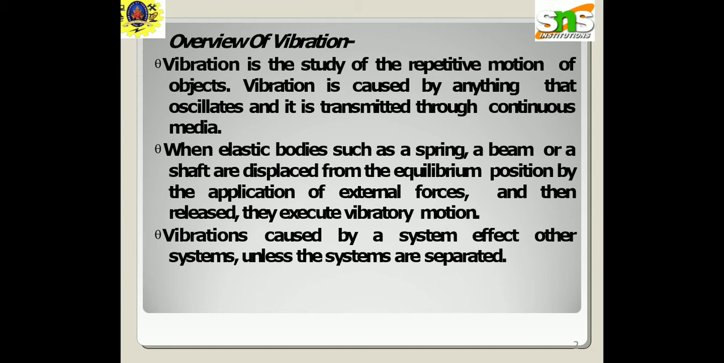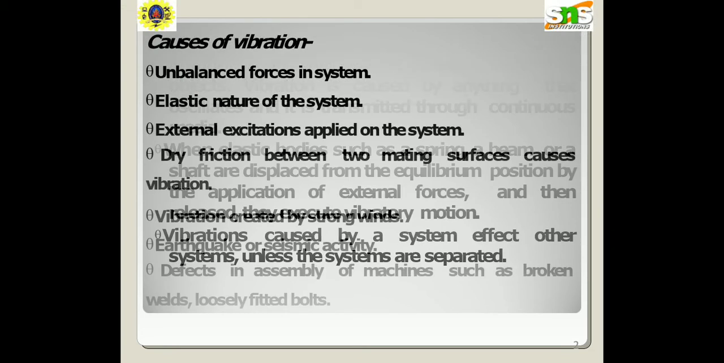In the overall lesson, vibration is the study of the repetitive motion of objects. Vibration is caused by anything that oscillates and it is transmitted through continuous media. When elastic bodies such as a spring, a beam, or a shaft are displaced from the equilibrium position by the application of external forces and then released, they execute vibratory motion, and the vibrations caused by a system affect other systems unless the systems are separated.